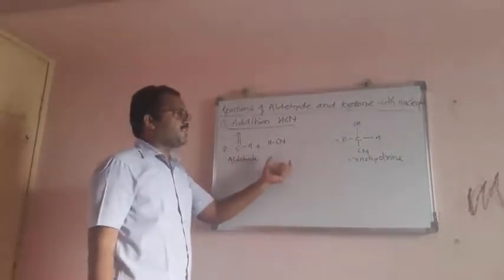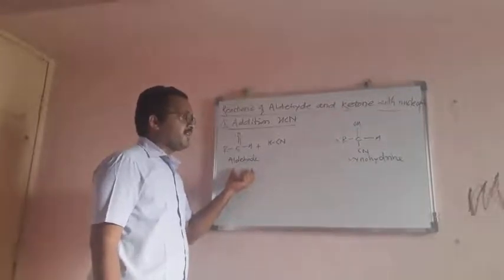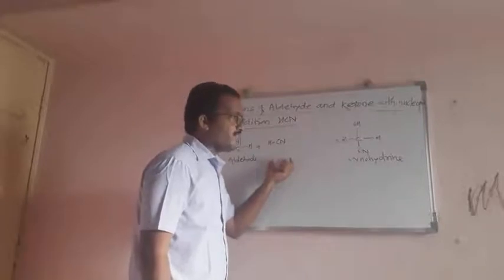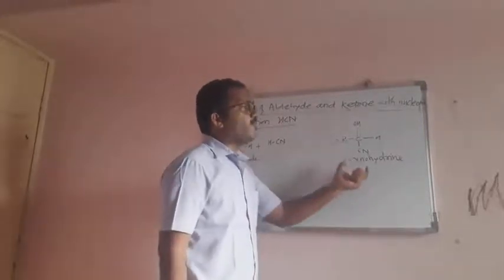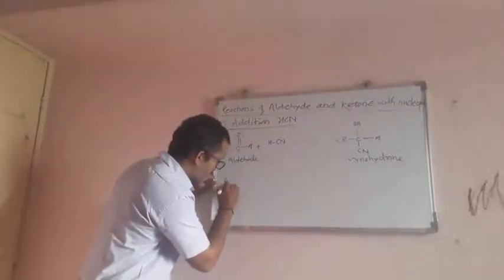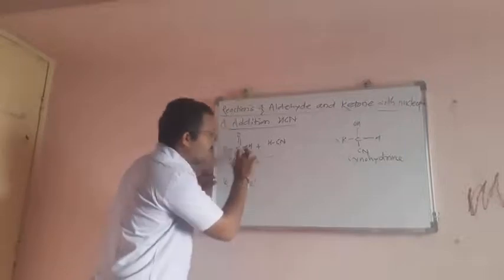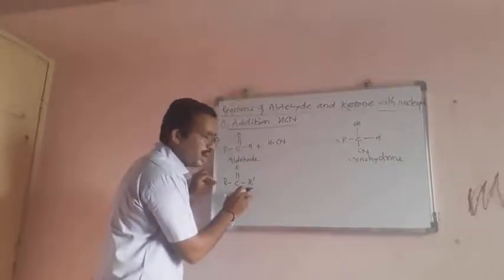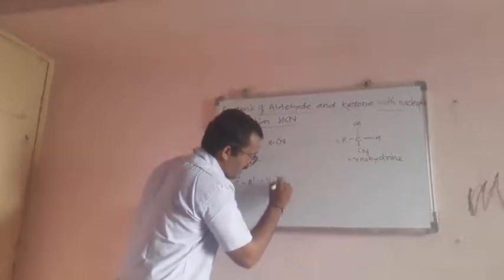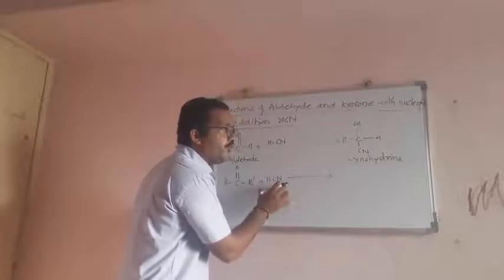The same reaction occurs for the ketone. When a ketone undergoes reaction with hydrogen cyanide, it also forms a cyanohydrin. The reaction is RC double bond O R dash. Instead of this hydrogen, there is R dash, that is another alkyl group. It is reacted with HCN, and undergoes a nucleophilic addition reaction.